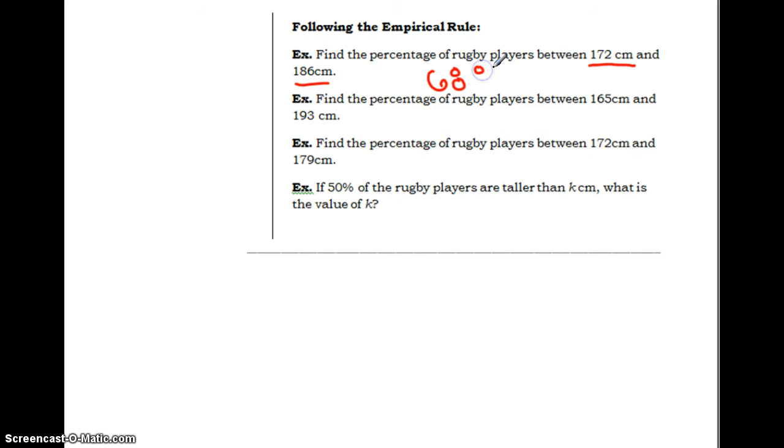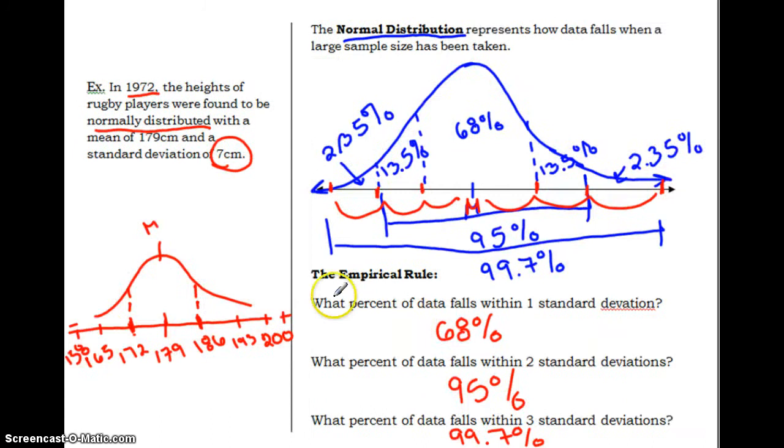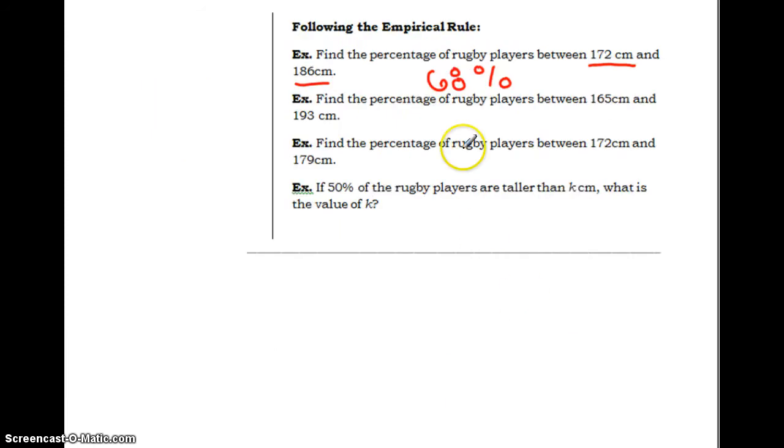Number 2 is asking you, find the percentage of rugby players between 165 and 193. So let's look back. 165 and 193, that looks like it is 2 standard deviations to the left and 2 standard deviations to the right. Well, we know 2 standard deviations gives us this 95%. So that means 95% of rugby players are somewhere between 165 centimeters tall and 193 centimeters tall.